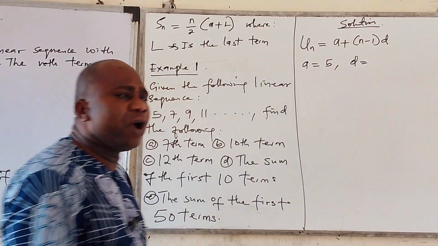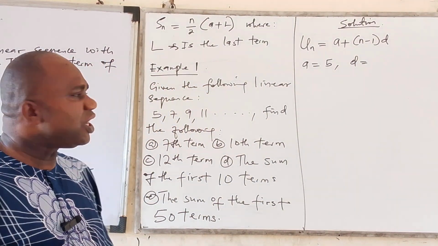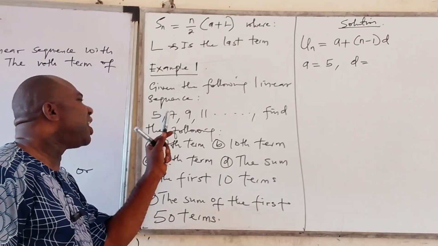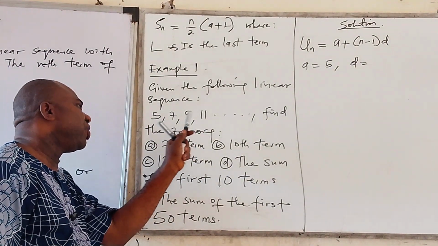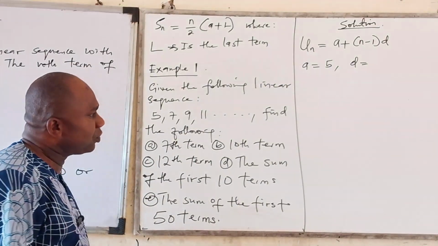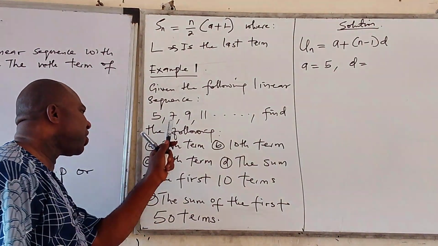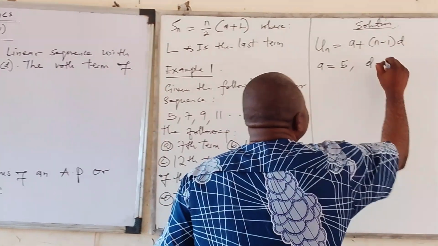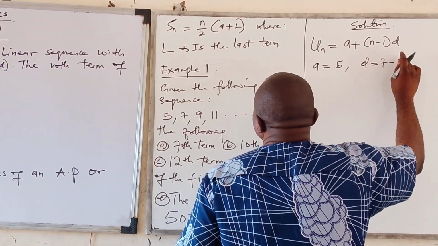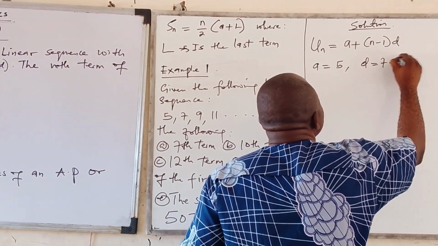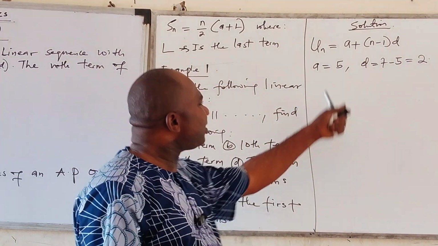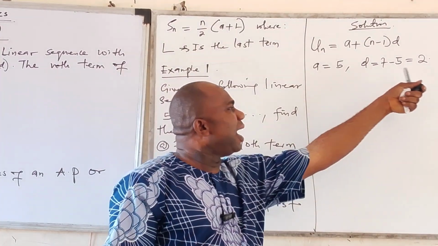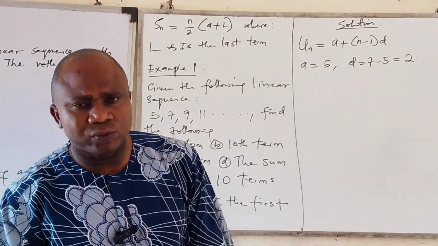Now let's look at D. D is the common difference. When we say common difference, you use the second minus the first, the third minus the second, the fourth minus the third, and so on. Second minus first will be 7 minus 5, which is equal to 2. So the first term is 5 and the common difference is 2.